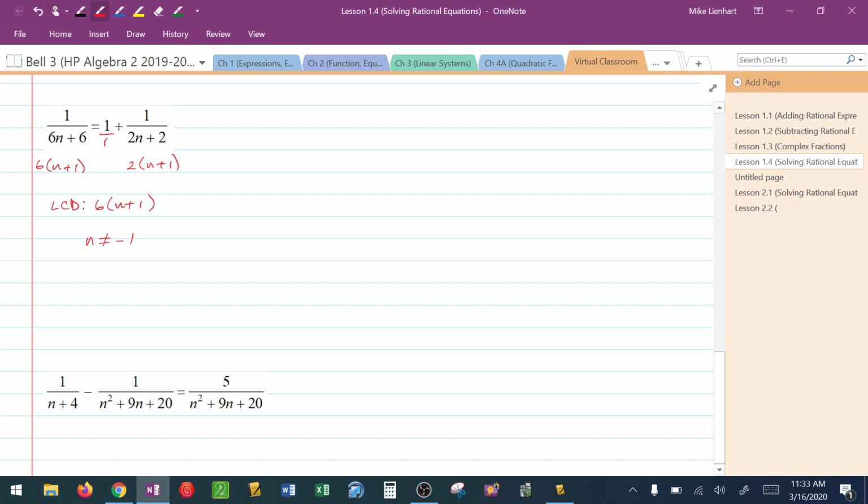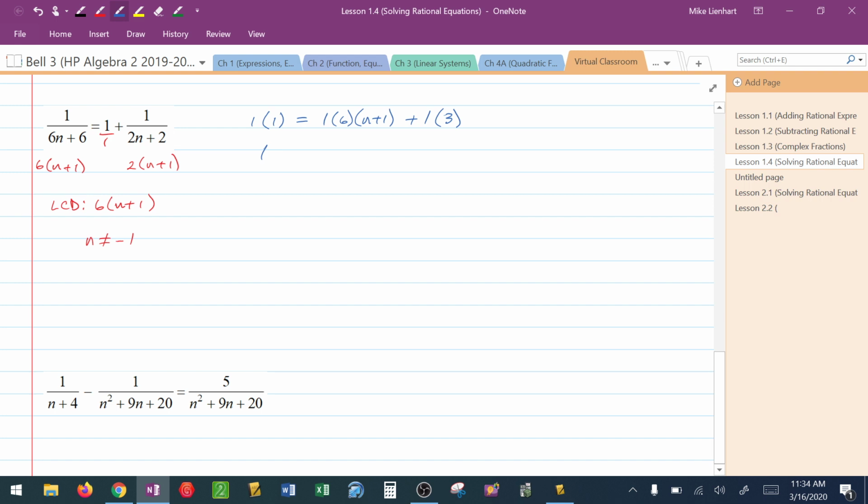All right? If I get an answer and the answer is negative 1, it's not an answer. It's extraneous. Play the game. I have 1 times, what am I missing in the first one? Nothing. 1 times 1 equals 1. What am I missing? Well, I'm missing 6 and I'm missing n plus 1. So I was missing the entire LCD there. Go to the third fraction. 1. What am I missing? I'm missing what makes that 2 become a 6? I got to multiply by 3.